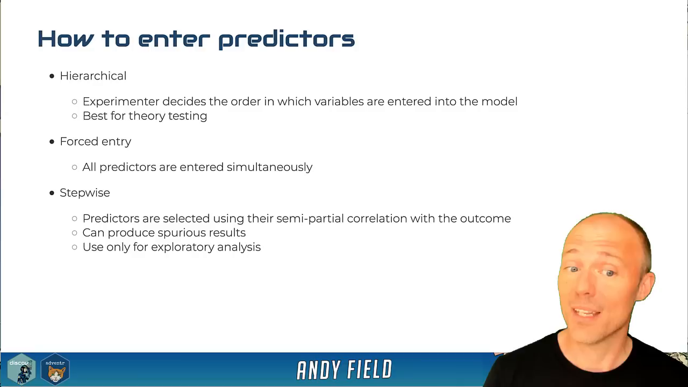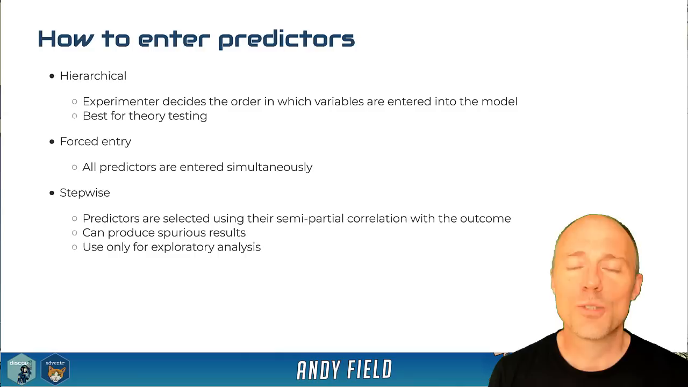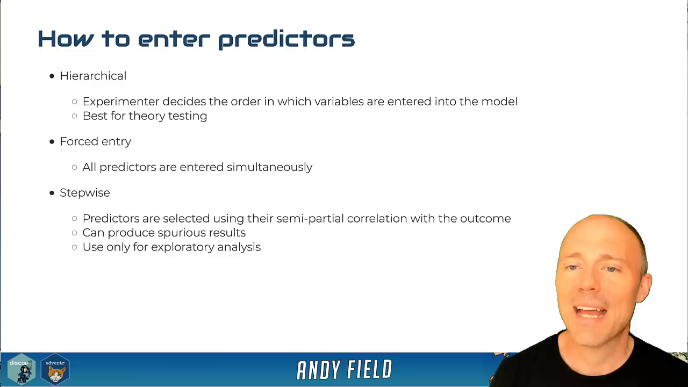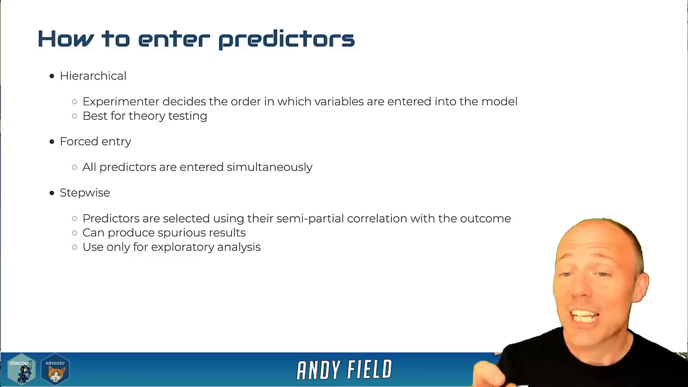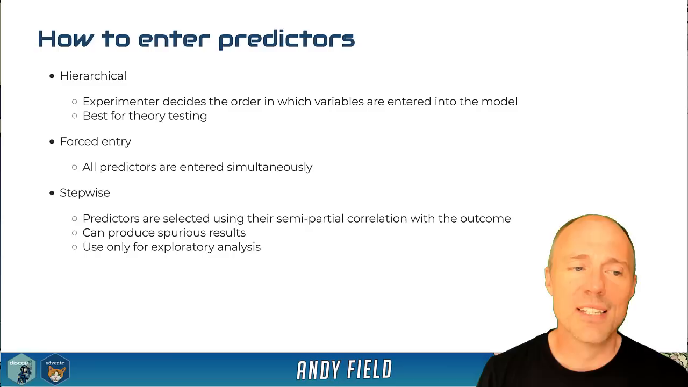And you can also end up in situations where two variables make a really similar contribution to predicting the outcome, but one of them has a very slightly bigger contribution, and so it gets entered first, even though it's only making a tiny bit more of a contribution than another predictor. So you should only really use stepwise methods for exploratory analysis.